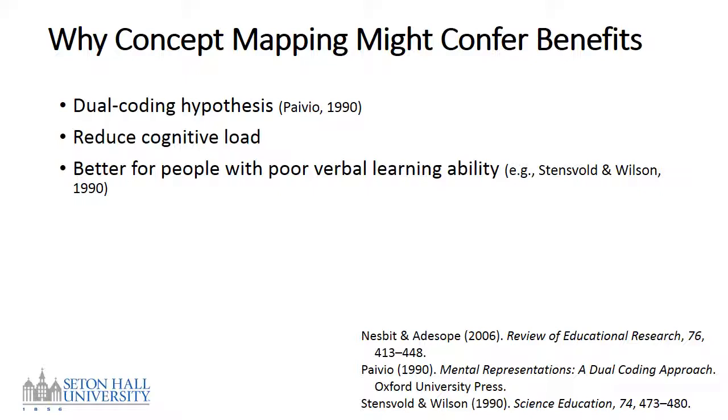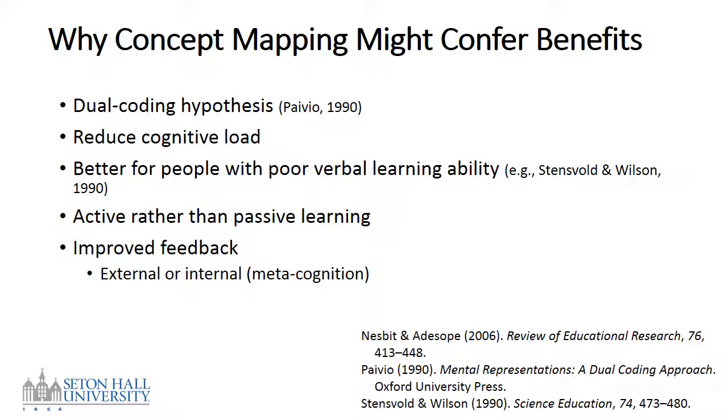One hypothesis was that concept maps might also be better for people who have poor verbal learning ability. So this would be students who might have more difficulty creating paragraphs for summarizing information because they're struggling with aspects of grammar and so forth. And then, what might appear to be, at the surface level, more obvious potential benefits of concept mapping is that it's active rather than passive, particularly if you're using a student-created concept map.